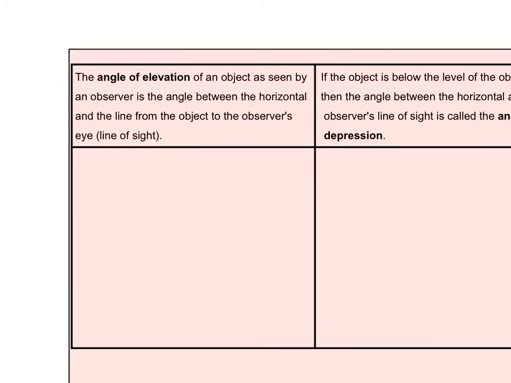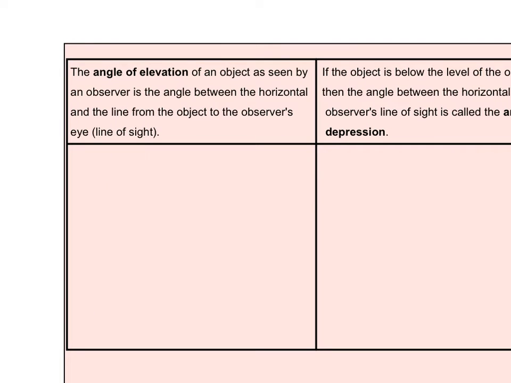So the angle of elevation of an object seen by an observer is the angle between the horizontal and the line from the object to the observer's eye, so the line of sight. So what does that mean, not in a whole bunch of words? All that means is this.